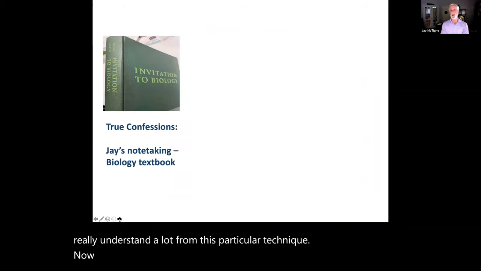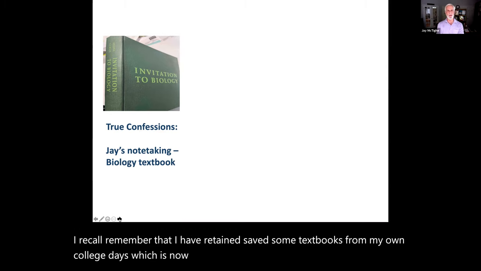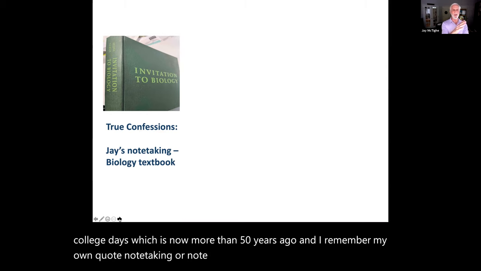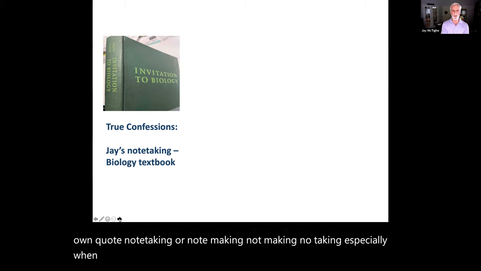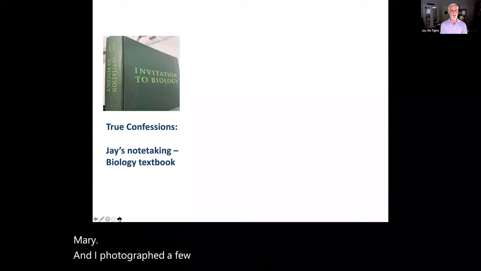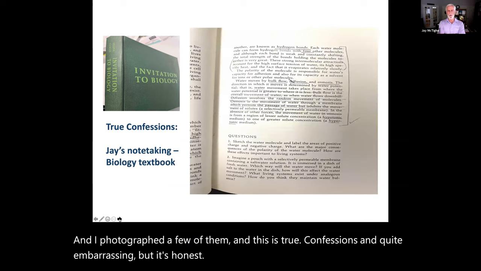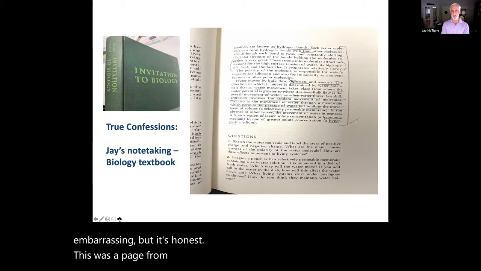Now, in preparing for the session today, I remember that I have retained, saved some textbooks from my own college days, which is now more than 50 years ago. And I remember my own, quote, note-taking, especially when I was reading textbooks. And so I went up and I found three textbooks from my undergraduate days at the College of William and Mary. And I photographed a few of them. And this is true confessions and quite embarrassing, but it's honest. This was a page from my biology course textbook. And you can see I thought the whole section was important and highlighted a good number of the words.